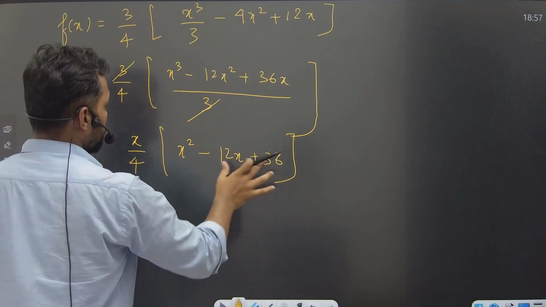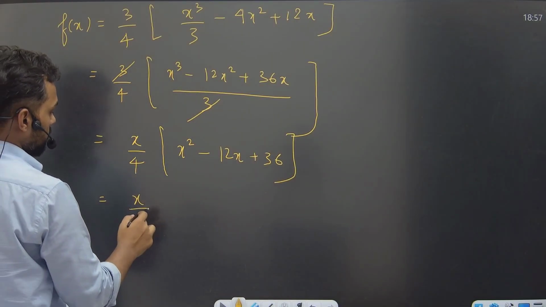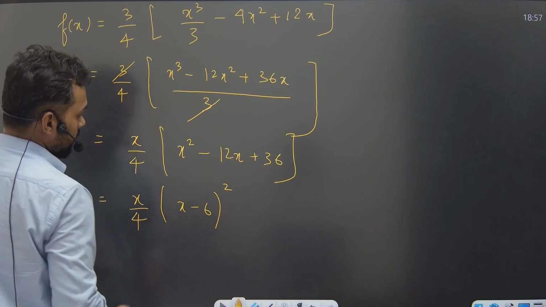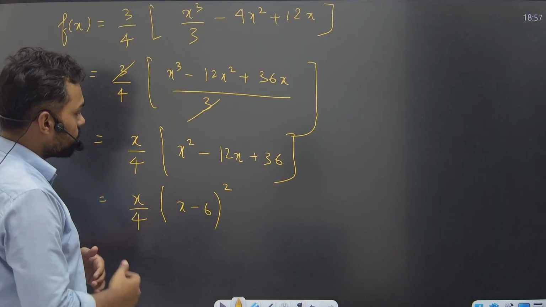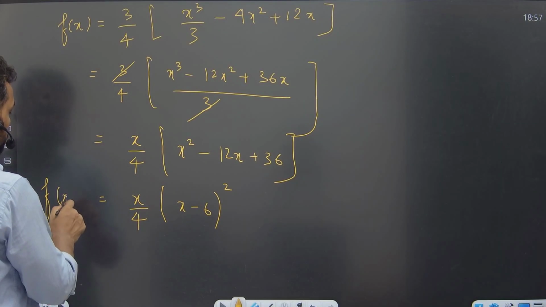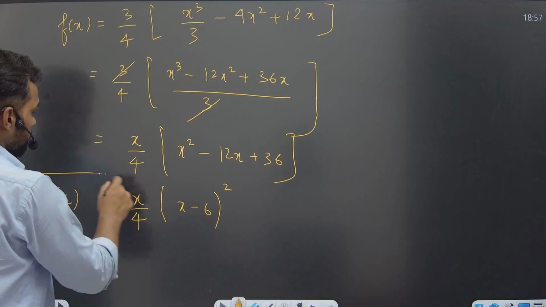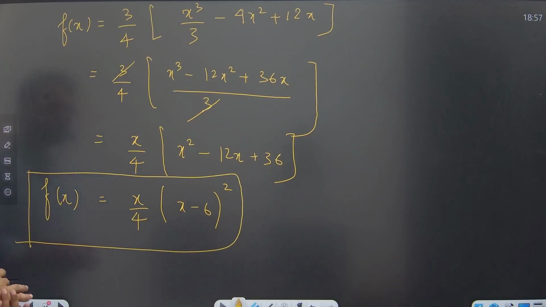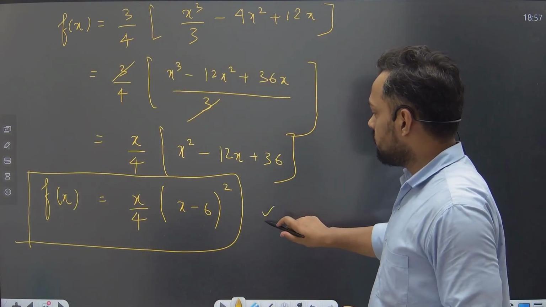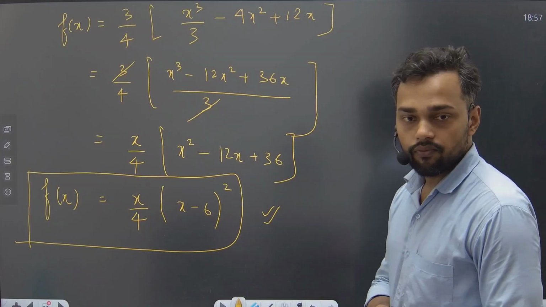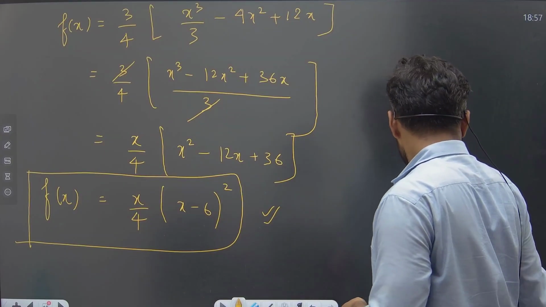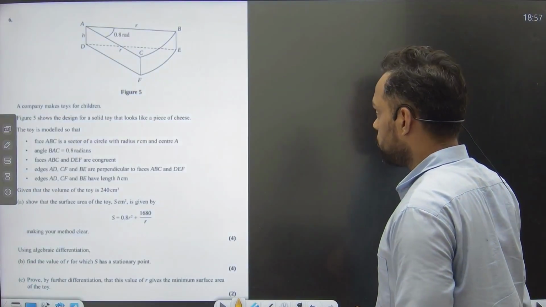Okay, this is the expansion of a certain expression, sorry, that is x minus 6 whole square. If we expand this part, we'll get x square plus 36 minus 12x. So this is the function of x which they were asking for. Okay, 1 by 4 into x minus 6 whole square. This is the function f(x), which is the required solution of this question. Okay, so we have done this question, students. Let's move ahead.